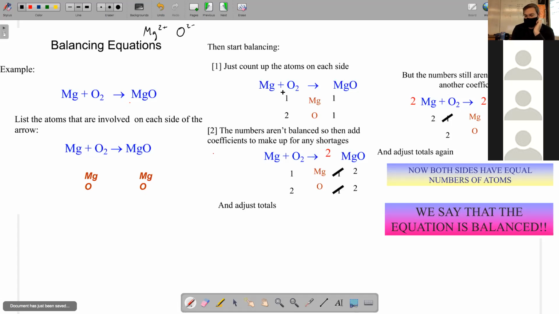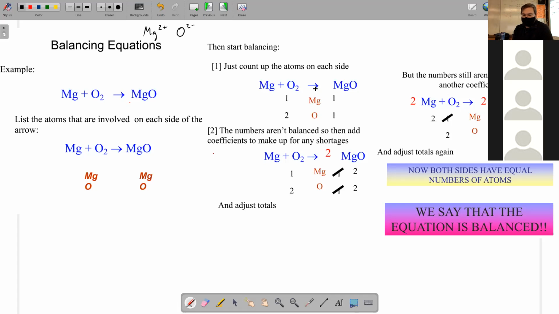So when you start out and you look at the reaction as a skeleton equation, there's 1 magnesium, but there's 2 oxygens as reactants. And then as products, there's 1 magnesium and 1 oxygen. So this equation is not balanced because it looks like 2 oxygens change into 1 oxygen. So that's just not right.